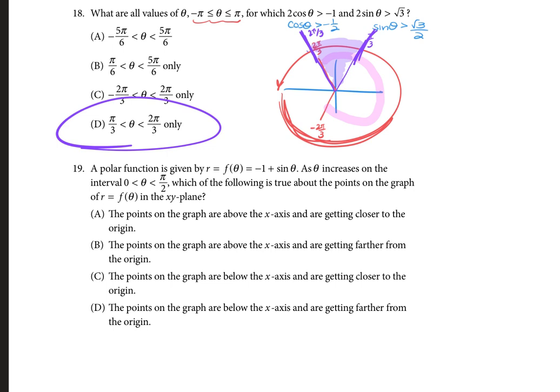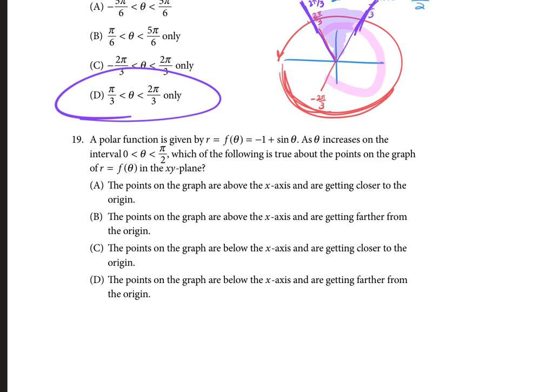So 19 says the polar function is given by r equals f of theta, negative 1 plus sine theta, as theta increases on the interval. Which of the following is true about the points in the graph? The language here says getting closer to the origin, getting further from the origin. This is talking about the distance from the origin. So remember, these are your rules on is r positive and increasing, r positive and decreasing, r negative and increasing, or r negative and decreasing. That's what you're looking at. So in each of those cases, you want to know what the values are at these angles.